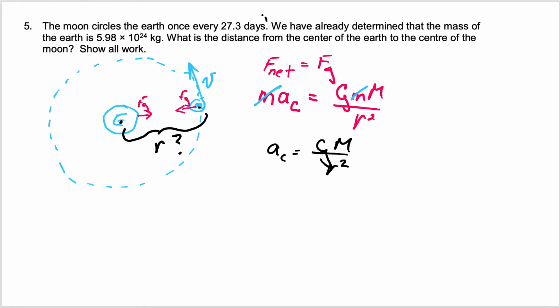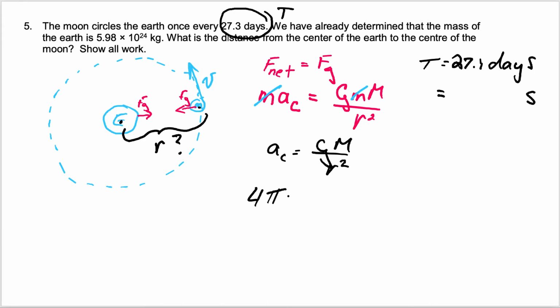Now they give you the period of motion, how long it takes to go around once. That's capital T. So T is 27.3 days. But you have to convert that to seconds. I'll let you guys do that. And then I'm going to use this version of centripetal acceleration. 4 pi squared r over T squared is GM over r squared.